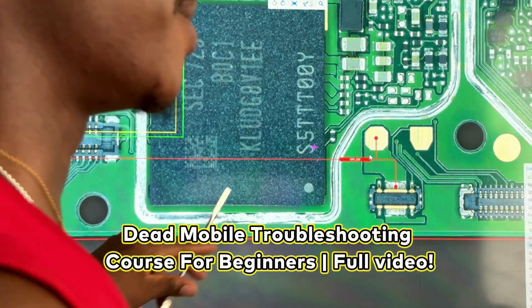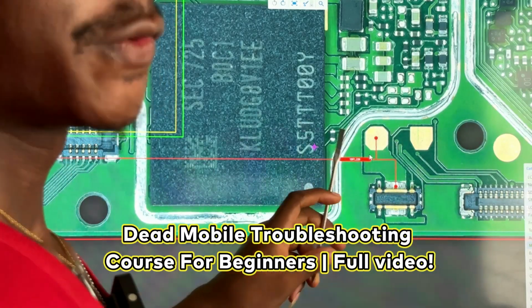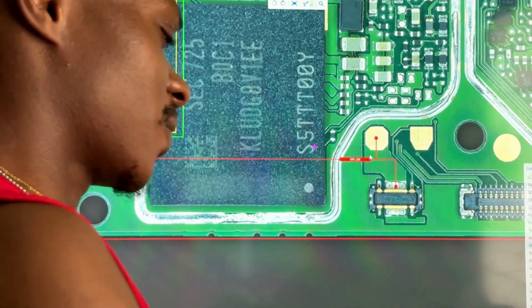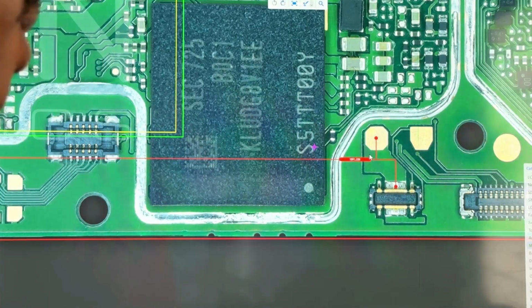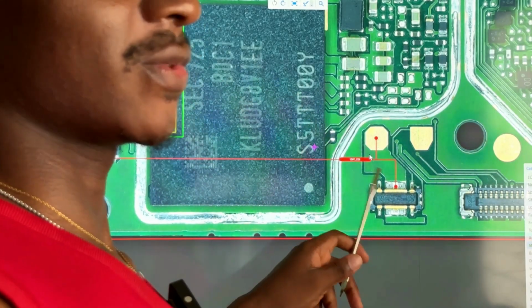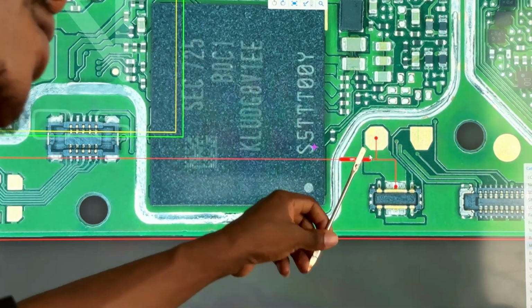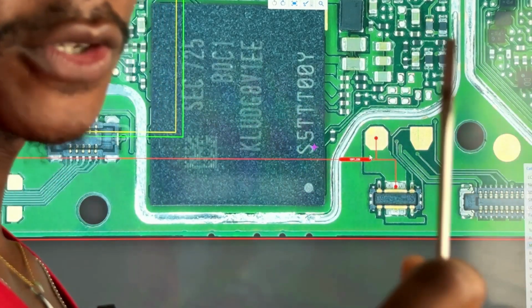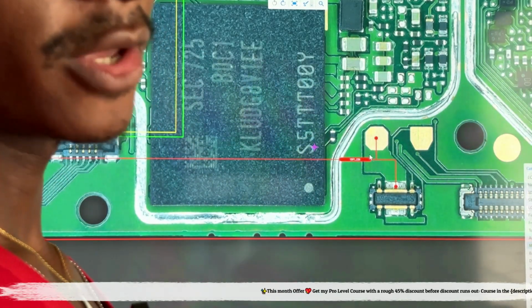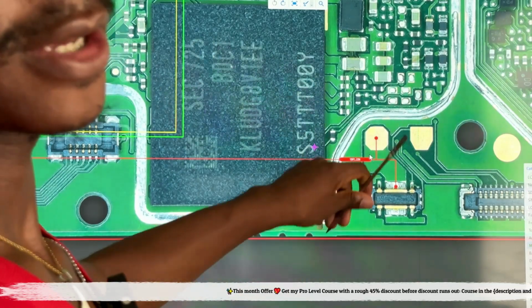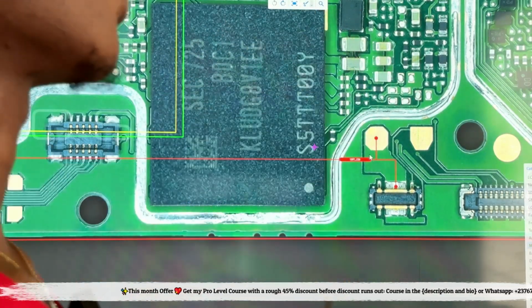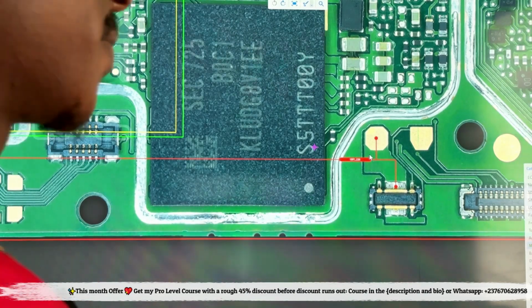So this will be a basic lesson, especially for beginners and those who don't have professional level tools like a DC power supply and all that stuff that you use to easily do troubleshooting of the mobile phones. In this video, you will learn the basics of troubleshooting the mobile phones, where you need to start from understanding the primary circuit of the mobile phone and the secondary circuit.